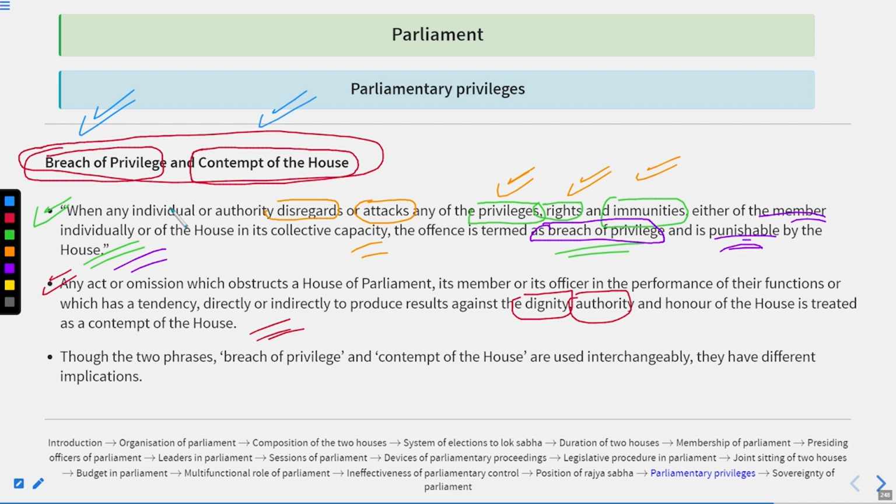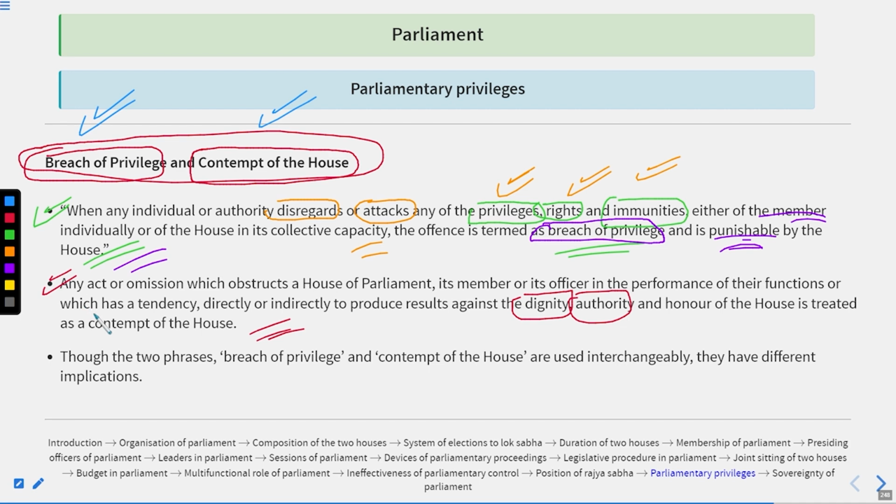Breach of privilege means when any individual or authority disregards or attacks any of the privileges, rights and immunities either of the house individually or of the house in its collective capacity. This is termed as the breach of privilege and is punishable by the house.